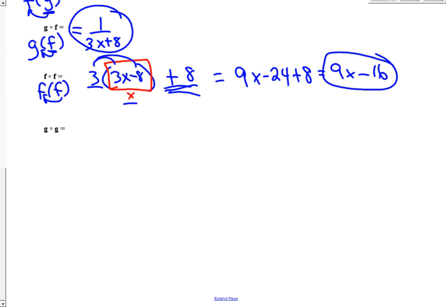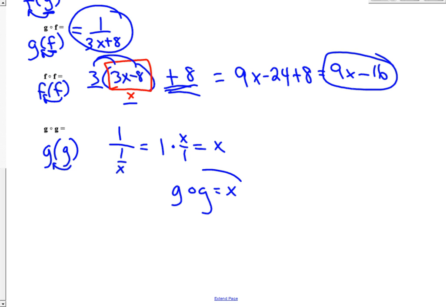And then for g of g, we're going to take the g function and plug it into itself. And so instead of 1 over x, it's 1 over 1 over x. So the 1 over x right here replaces the x from the initial function. Now because that's a complex fraction, we need to multiply that by the reciprocal. So 1 times x over 1. And then we simplify that. 1 times x over 1 is just simply x. So g of g is equal to x.